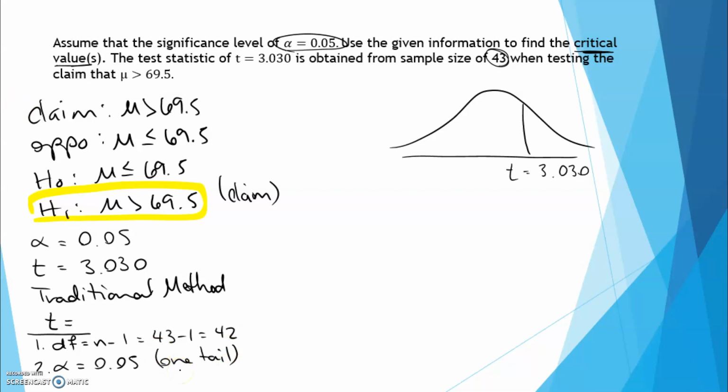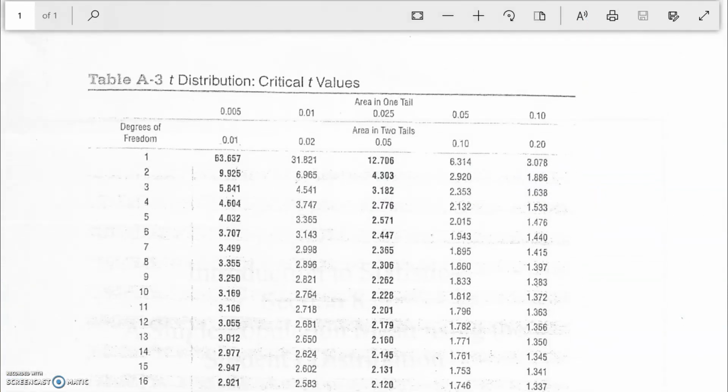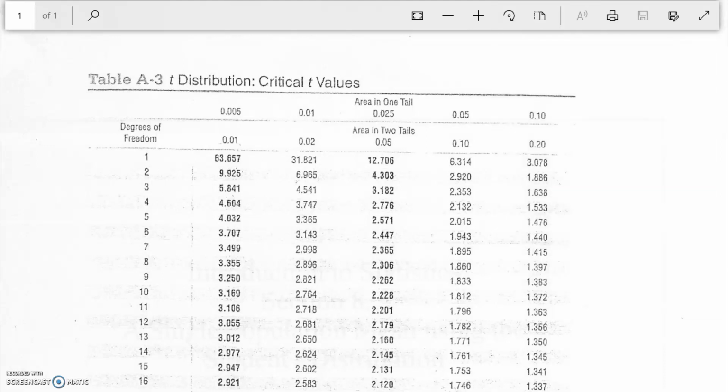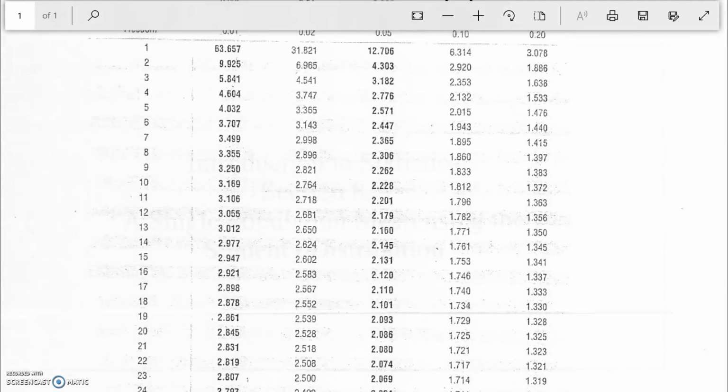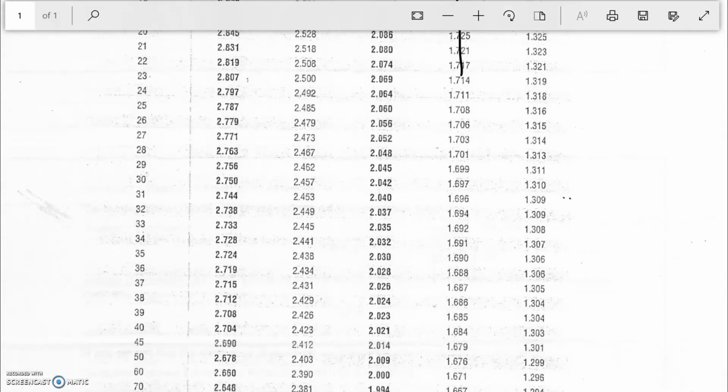Now I need to go back to my student t distribution. Alpha in one tail, there it is right here. I need 0.05, so I'm going to be in this column. Then I need to look at my degrees of freedom and find 42. So I'm going to bring this down until we can find 42. Notice I don't have a 42, I have a 45 and a 40. When you can't find the number, you always use the next lower number. So we're going to use the 40.